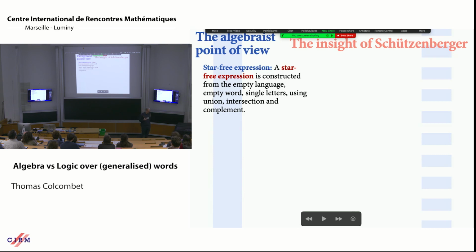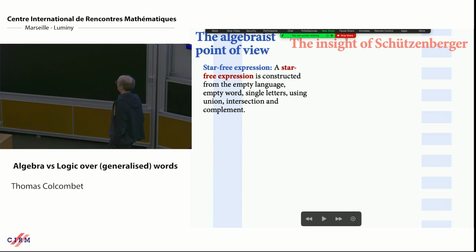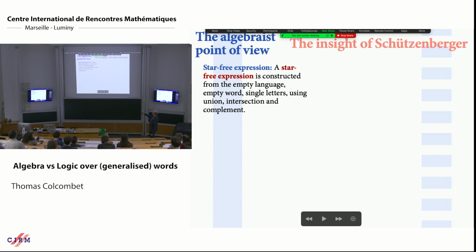We did not say anything very strong, and so the real first insight in this story is this result of Schützenberger. Schützenberger was considering what are called star-free expressions, which are a variation of the classical regular expressions. So you construct languages using a few atomic constructs. You have the empty language, you have the language consisting only of the empty word, and you have languages consisting of one word with one letter. And then you can make union, intersection, and complement.